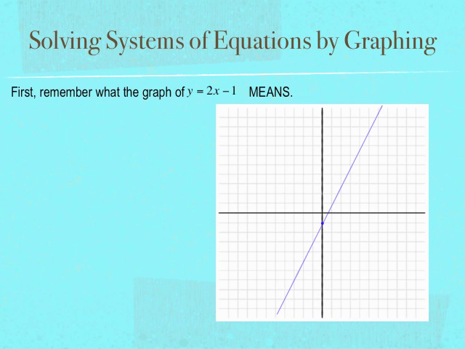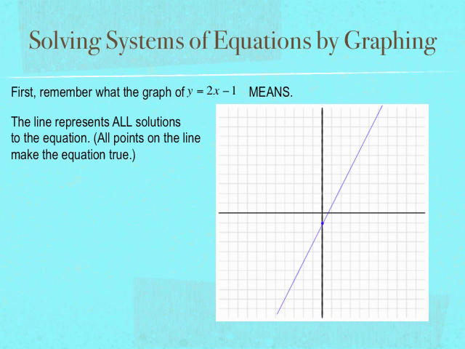Now, what does that graph mean? What is that blue line? What do those points on the blue line actually mean? Now, when we first started chapter 3, we talked about that. The line represents all solutions to the equation, so it's all points that make that equation true. If it's on the blue line, it makes the equation true, and if it's somewhere else off of the line, then it makes the equation false. That's what the graph actually means. It's a collection of all points that make that equation true.